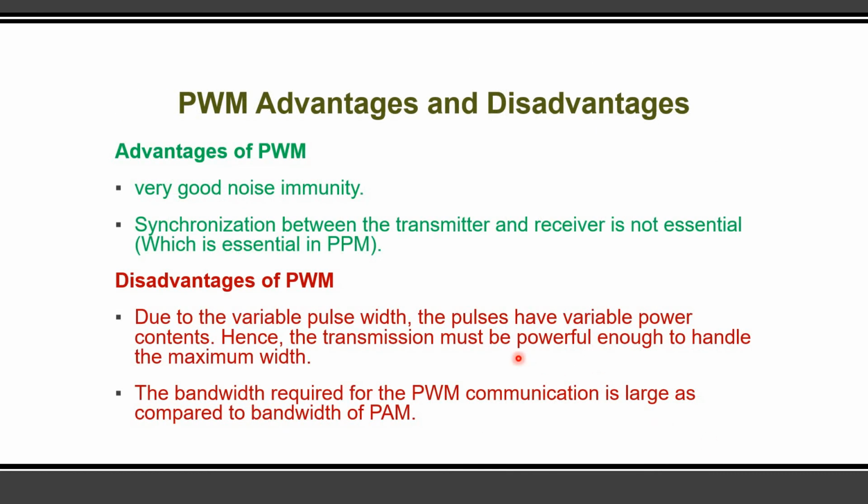Now the advantages and disadvantages of pulse width modulation. Very good noise immunity in pulse width modulation. Synchronization between the transmitter and the receiver is not essential in pulse width modulation. The disadvantages of pulse width modulation: the transmitting power will vary, because the width of the pulse is continuously varying with respect to the message signal. The bandwidth requirement for pulse width modulation is large compared to pulse amplitude modulation. So bandwidth is also required more in pulse width modulation compared with pulse amplitude modulation.